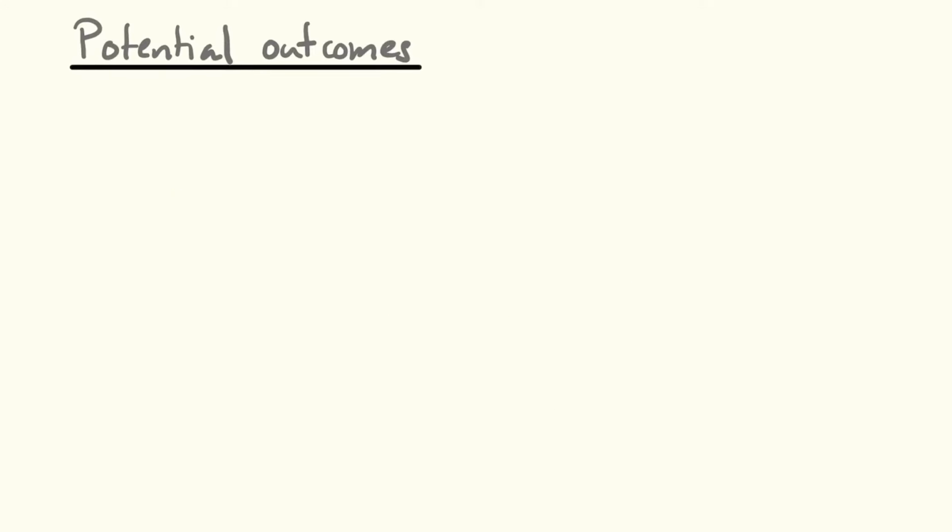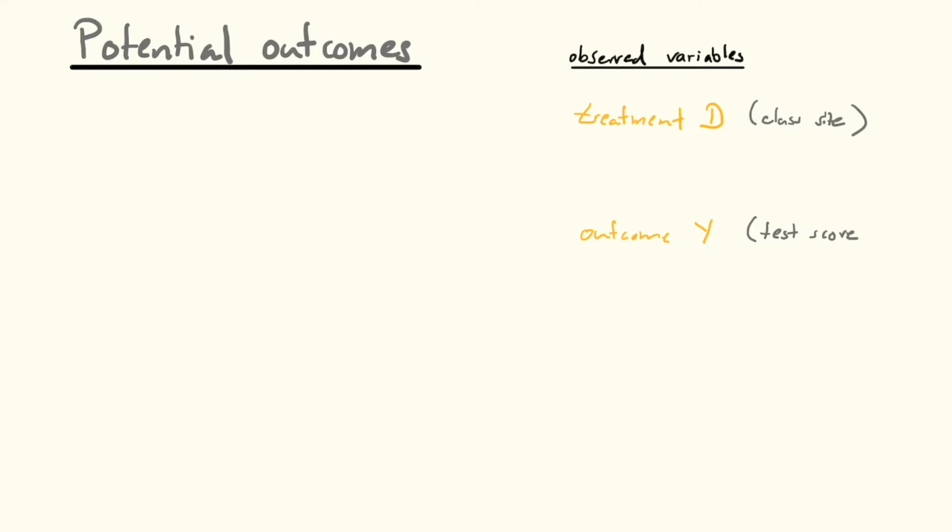Let's quickly recap the variables that we observe. We observe treatment D. This is class size. And we observe outcome Y. This is the test score. Now we've added a new observable variable, the PD index. And this is the confounder in our example. And we abbreviate it by the symbol X.